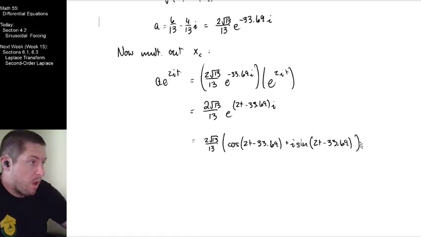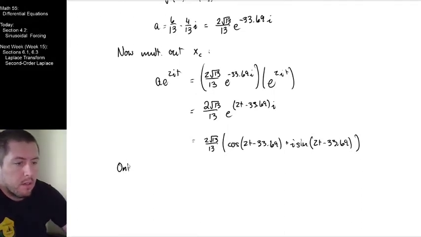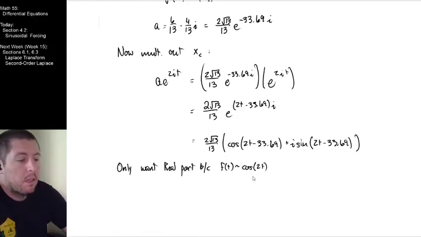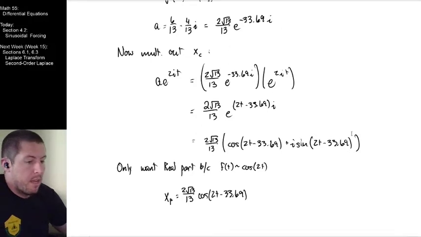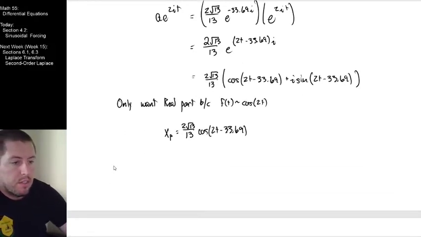And what we know is we only want the real component. And so it looks like we're actually going to end up getting here that our x sub p is going to be 2 root 13 over 13 times the cosine of 2t minus 33.69. I don't need to convert that into anything else because it's already in cosine. So that should be giving us our general solution.